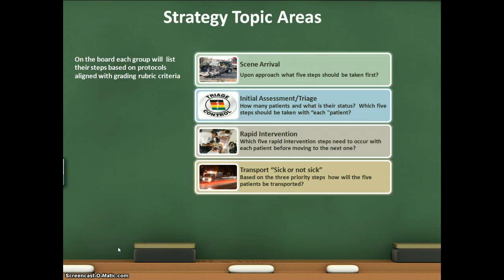So for each group, upon approach, what 5 steps should be taken first for each of the 4 categories? On the board, each group will list their steps based on their protocols aligned with the grading rubric criteria, which is otherwise known as their skill sheet.